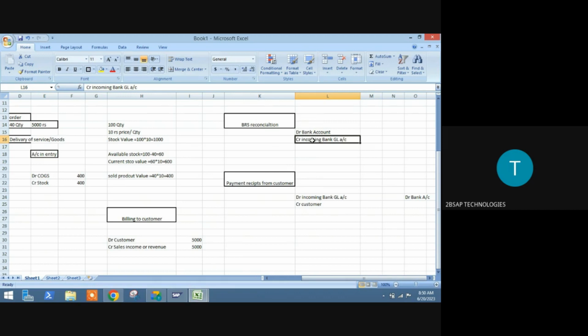So now what is the balance of this GL account? Incoming, debit and credit. What is the balance of this GL? 0. Okay. Always your intermediary account balance should be 0. Even in your accrual process also we have done the same.